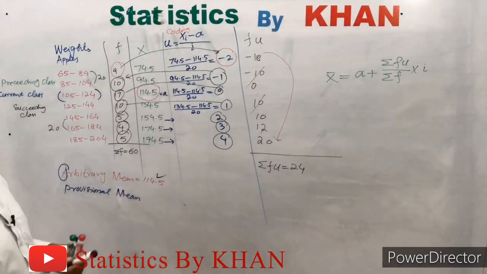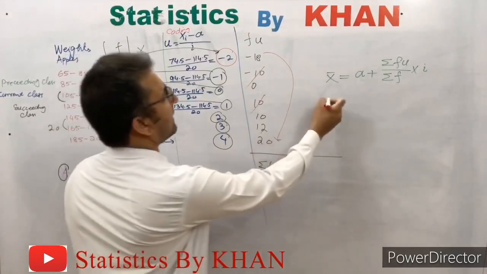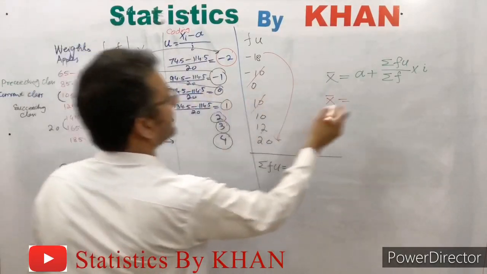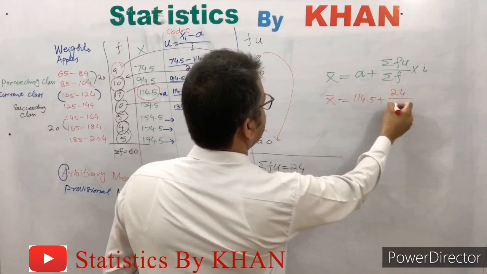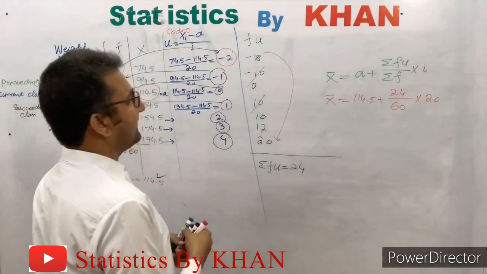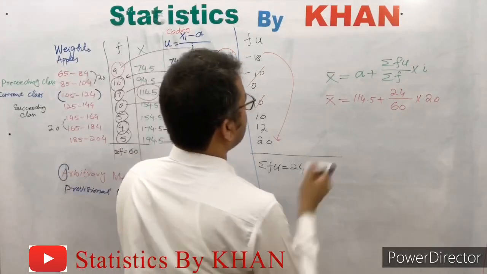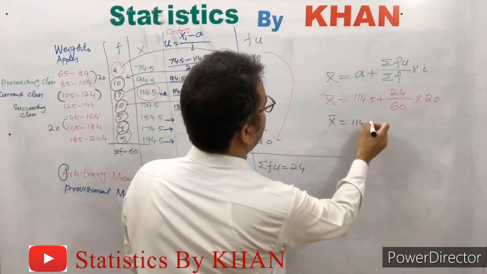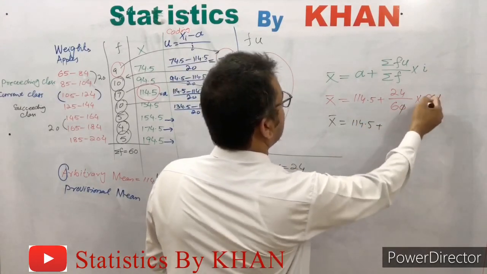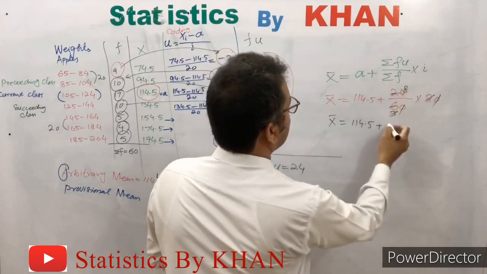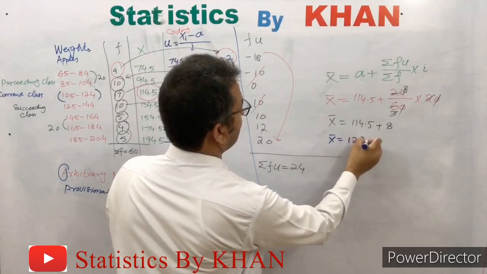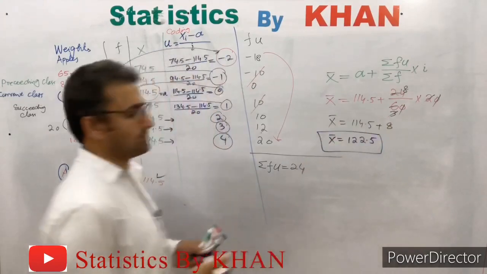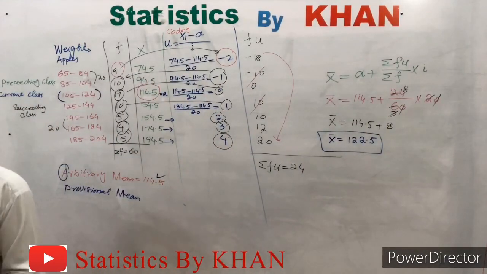Now, putting these values in the formula, x bar will be equal to a, the arbitrary mean, 114.5, plus summation fu, which gave us 24, over summation f, 60, multiplied by 20. Simplify it, it will give us 114.5 plus, this will be cancelled out with this, 2 and 3, 3 and 8, so it will give us 8. X bar is equal to 122.5, I think, which is very similar to the answer that was computed in the last lecture.